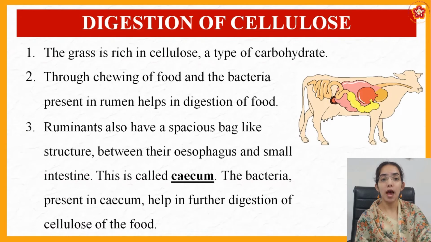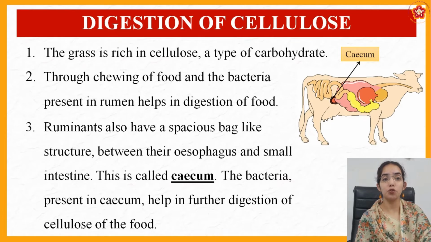Now ruminants also have a spacious bag-like structure between their esophagus and small intestine, and this sac is called cecum. Now in this diagram you can see a sac-like structure, cecum. Now the cecum has certain bacteria in it which help in the digestion of cellulose of food. So this bag-like structure present in the grass-eating animals, which is called cecum, has certain special bacteria present in it that help in the digestion of cellulose, which is present in the grass.